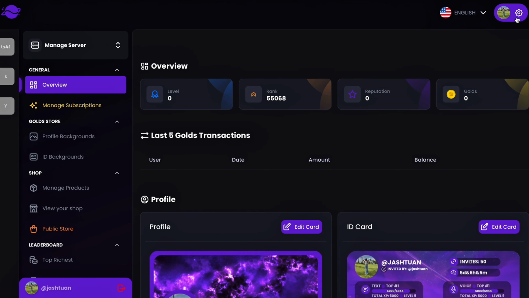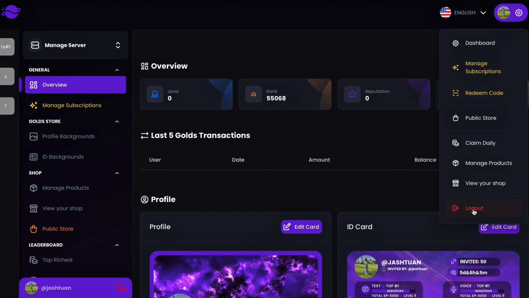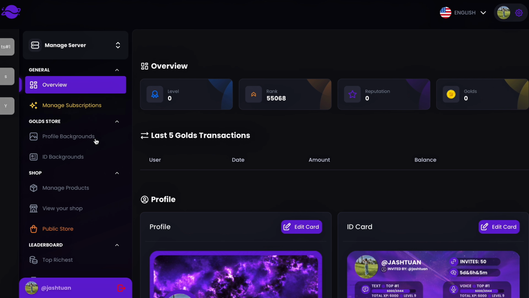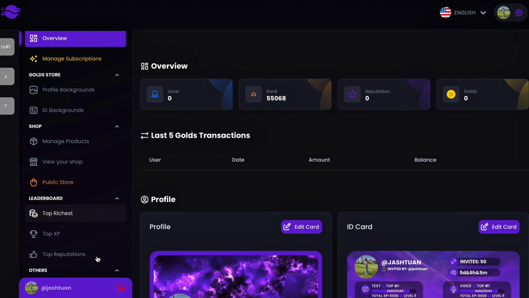Want to ride the meme coin wave without staring at charts all day? Here's how to copy trade meme coins using NovaBot in 2025. First, sign up or log into your NovaBot account.